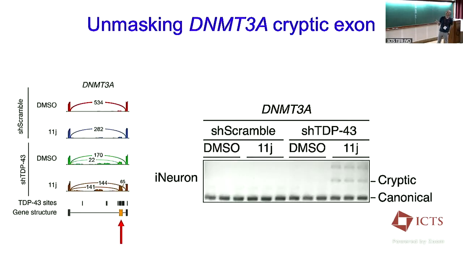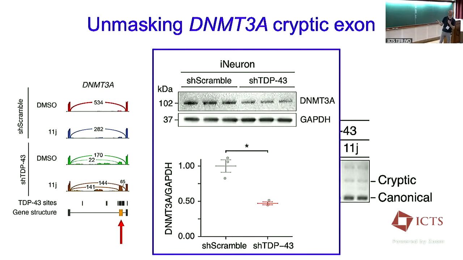This is the unmasked one I'm most excited about. It's called DNMT3A, DNA methyltransferase. So it's involved in de novo methylation of DNA. We never could detect it until we knocked down TDP-43 and inhibit NMD. And then if we go back to just looking at the protein, we see the protein's lowered. So this is a classic masked cryptic exon. We're excited about this and trying to explore the functional significance of this. But we never would have known about it before.